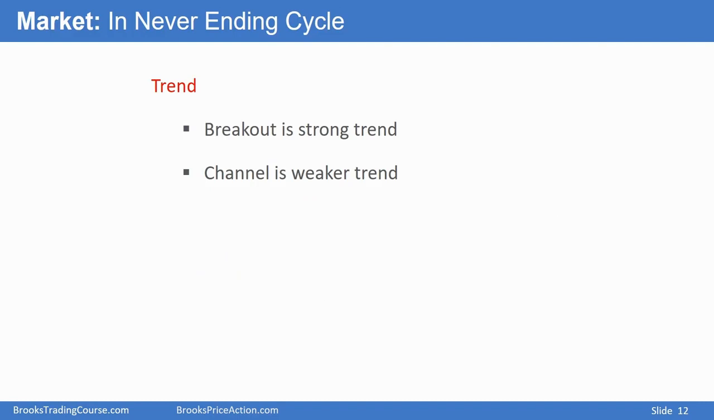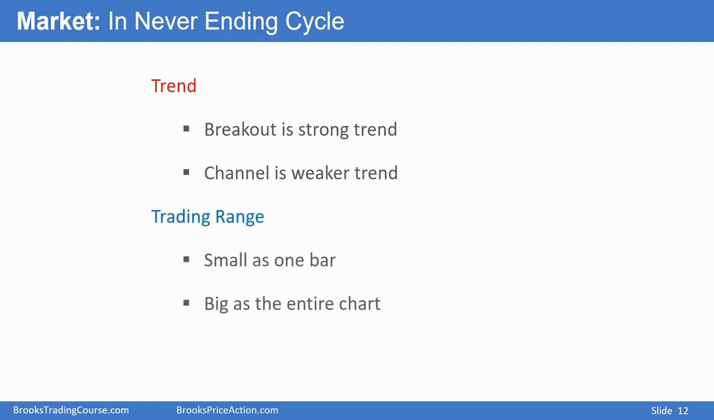I want to talk some about trends, and trends are either breakouts or channels. So a breakout is a strong trend and a channel is a weaker trend. A trading range can be as short as one bar or as big as the entire chart. And as I said, if a trading range is brief, I call it a pullback because I'm assuming the trend that came before it will resume.